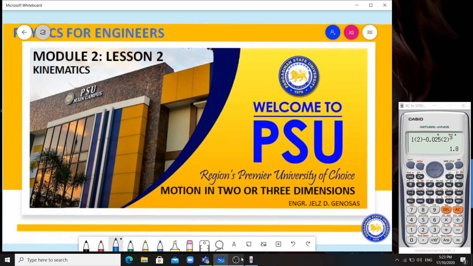Hello class, in this video I will be discussing module 2 lesson 2, which is related to motion in 2 or 3 dimensions. So if you remember the last video, it's about motion in a straight line. So it's either X or horizontal motion or Y or vertical motion. So here it is a combination of 2 or 3 planes, which is XY or XYZ.